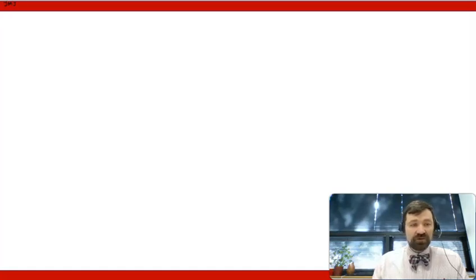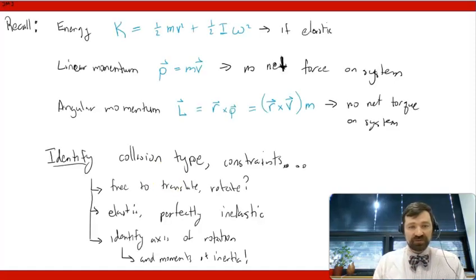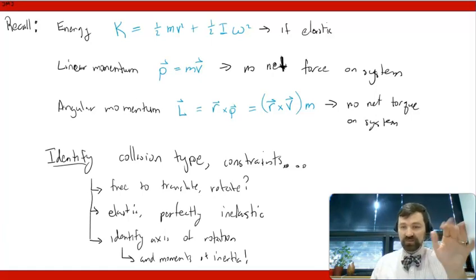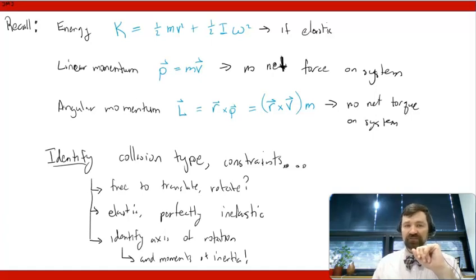It's worth noting that we have at this point actually defined for ourselves a few of the things that we needed to do to solve this problem. Remember that we said we need to identify collision type, constraints, free to translate, rotate, etc. The answer is the rod is not free to translate; that is a constraint. The collision may or may not be elastic, we don't know yet. We've identified our axis of rotation, and therefore we've identified the relevant distances for figuring out moments of inertia.